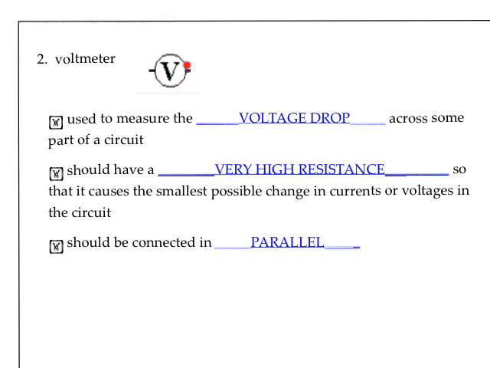And lastly, we have our voltmeter, which is a V with a circle, and it's used to measure the voltage drop or electric potential difference across some part of a circuit. A voltmeter should have a very high resistance, and the reason for that is because it's going to be connected in parallel, so we want it to cause the smallest possible change to the current that you're trying to measure.